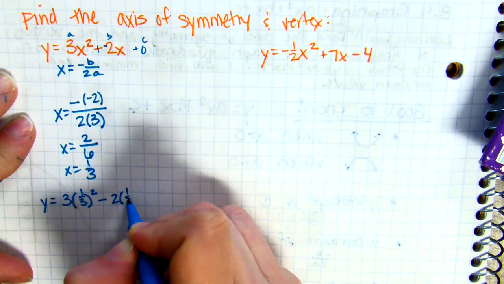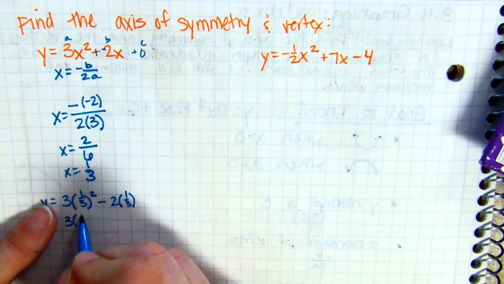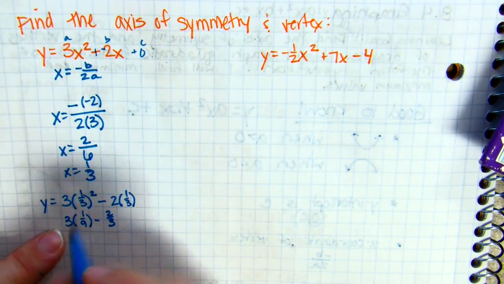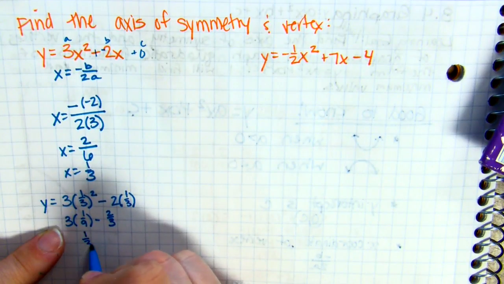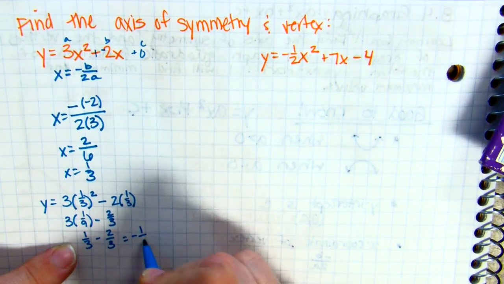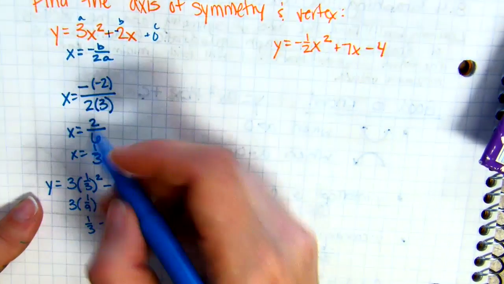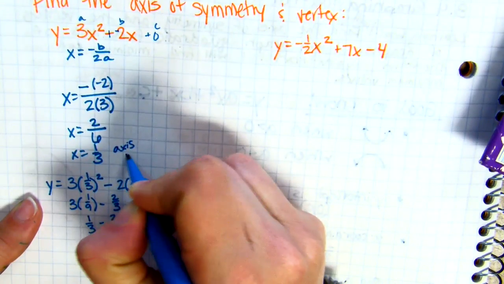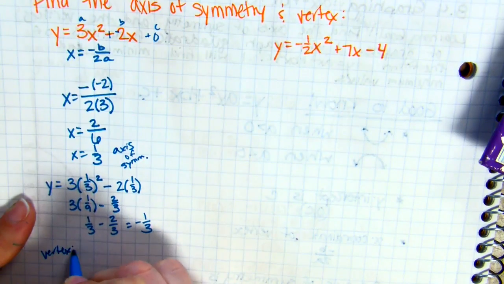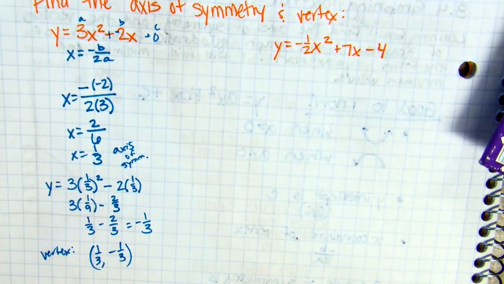Minus 2 times 1/3. 1/3 squared is 1/9 minus 2/3. So that's 1/3 minus 2/3. I have a third, I'm taking 2 away, so I have negative 1/3, which means the coordinates of my vertex, so let's write axis of symmetry, and then my vertex will be at 1/3, negative 1/3.